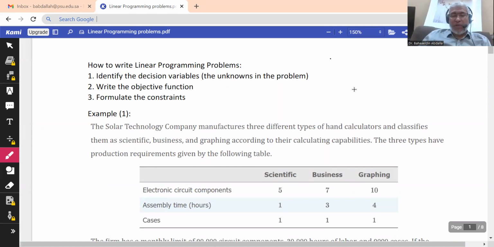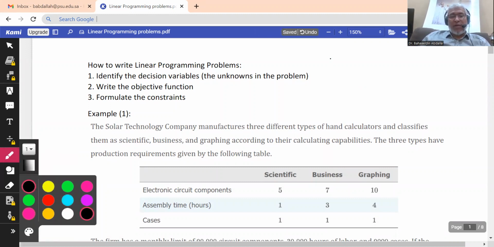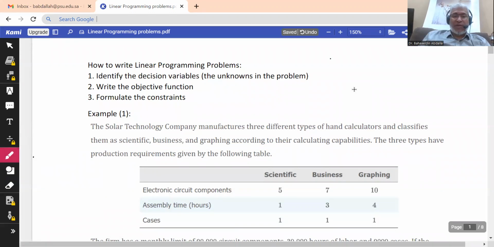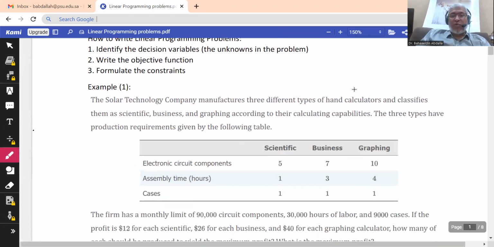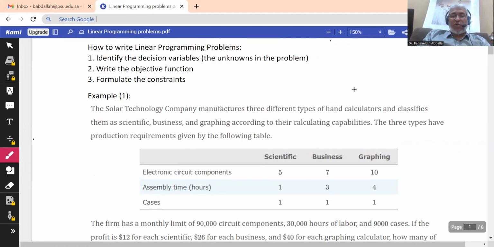In this video, I'll talk about linear programming problems. I'll change some word problems to a linear programming problem. So we will have word problems like this, and we want to write a linear programming problem. We want to change the word problem to a linear programming problem, and then to solve it either using Excel or whatever methods we learned.